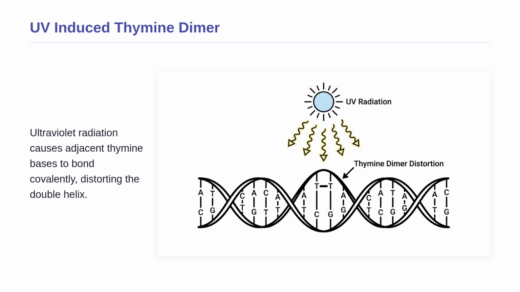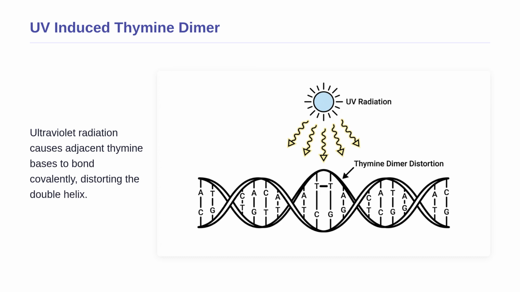To truly grasp how physical mutagens alter DNA, let us examine this diagram of a thymine dimer. Here, you are looking at a standard DNA double helix. Notice the sun icon at the top, representing incoming ultraviolet radiation. As the UV rays hit the DNA strand, they impart energy that causes 2 adjacent thymine bases, labeled with the letter T, to form an abnormal covalent bond with each other, rather than pairing with the adenine bases across the helix. Look closely at the red highlighted region.